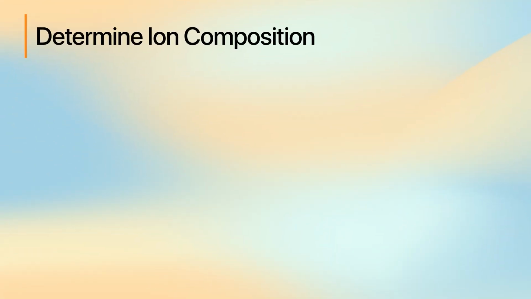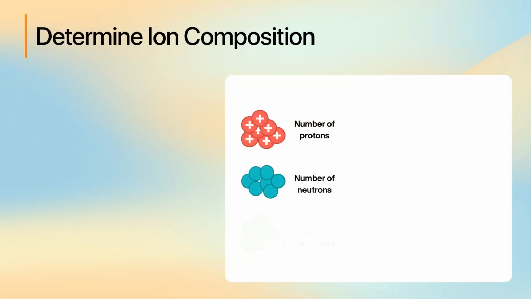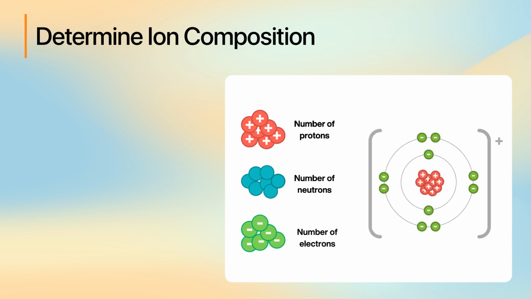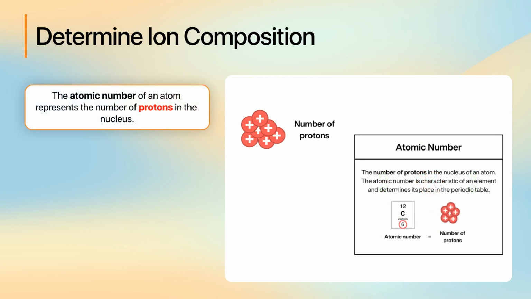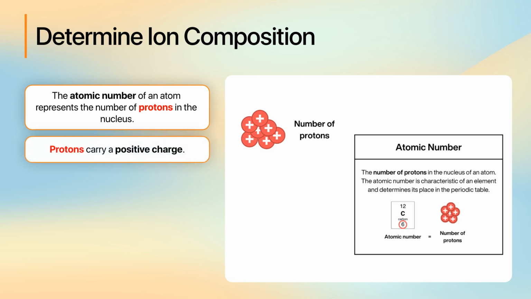To calculate the numbers of protons, neutrons, and electrons in simple ions, we will follow these systematic steps. First, the atomic number of an atom represents the number of protons found in the nucleus. Since the atomic number is unique to each element, it will always indicate the number of protons. Protons carry a positive charge.